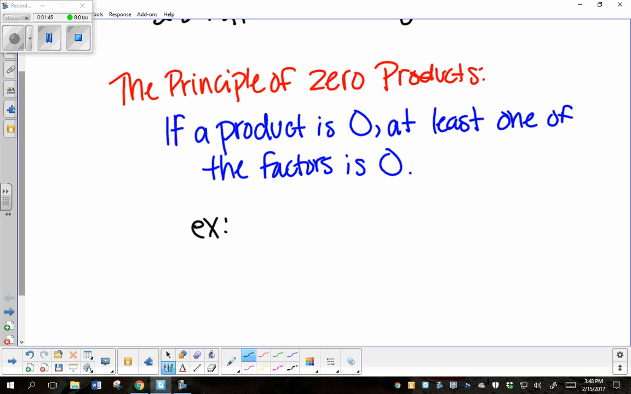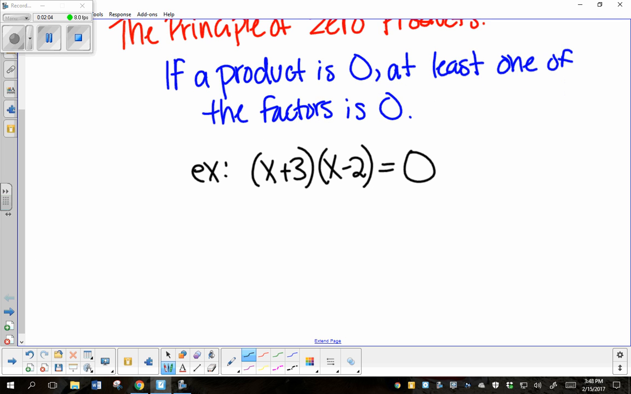For example, let's say we were given a polynomial and it's already factored into x plus 3 times x minus 2. If we want to know when that polynomial is equal to 0, so what value of x could we plug in and make that equal 0 when we multiplied it? Then we know that one of these two factors equals 0, because we had to do either x plus 3 times 0 or x minus 2 times 0 to get 0 as our answer. We're going to use this principle to solve some equations in the next slide.